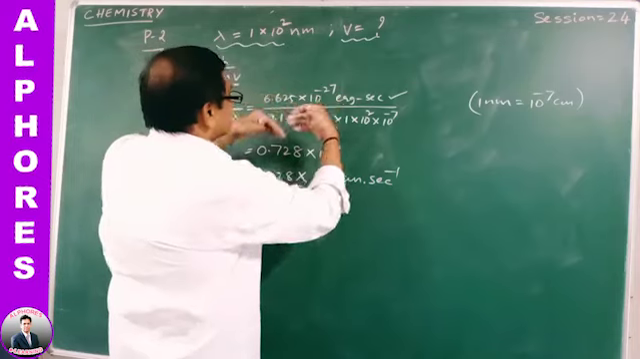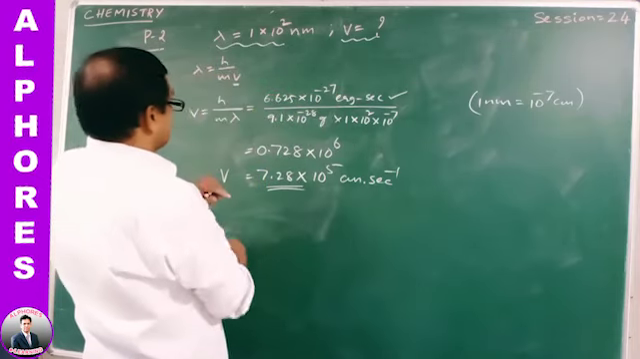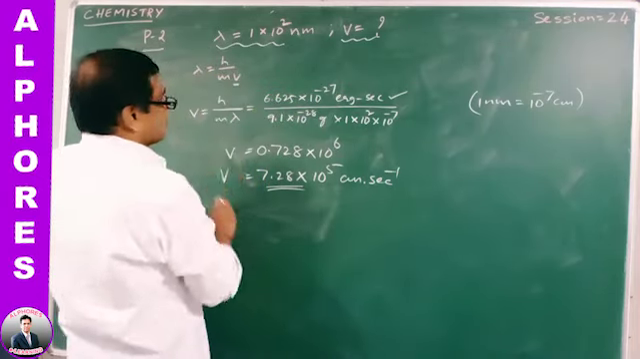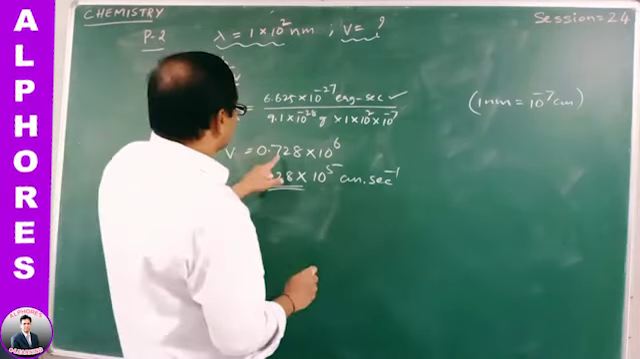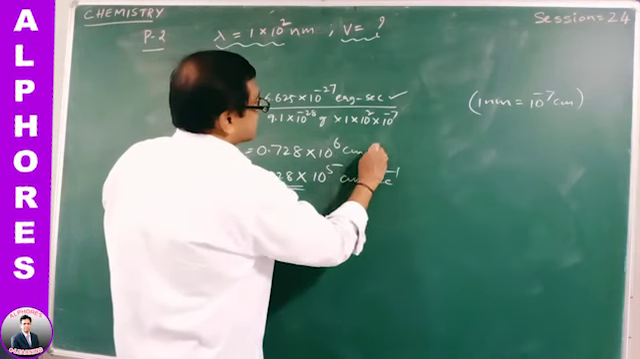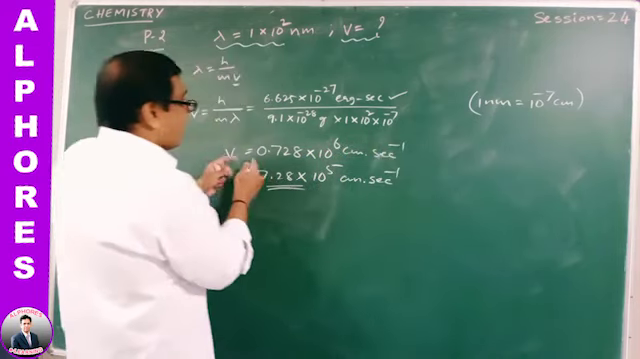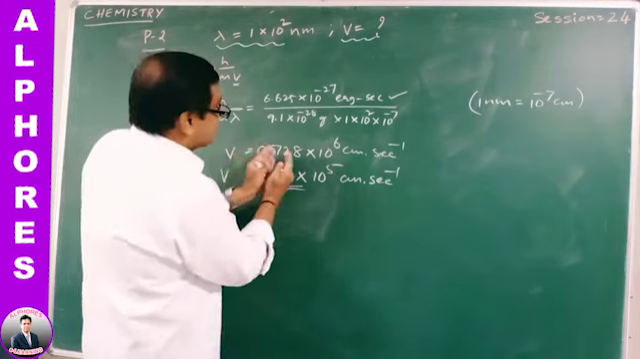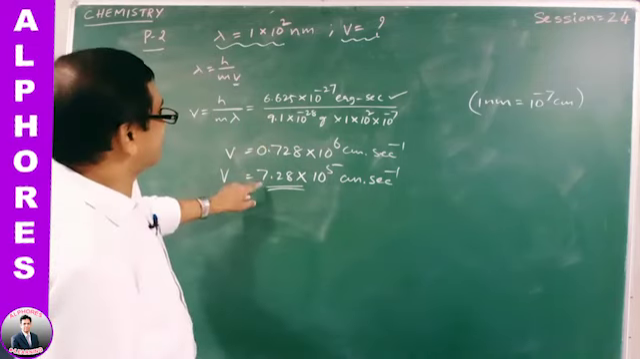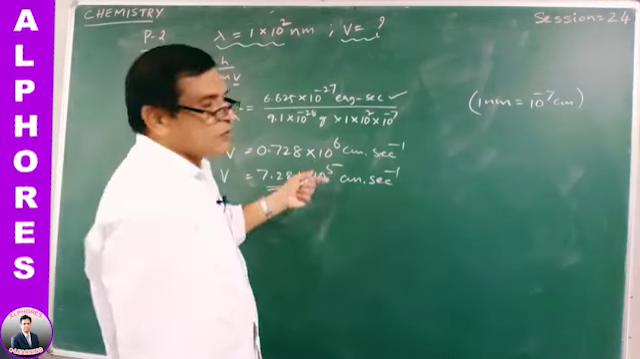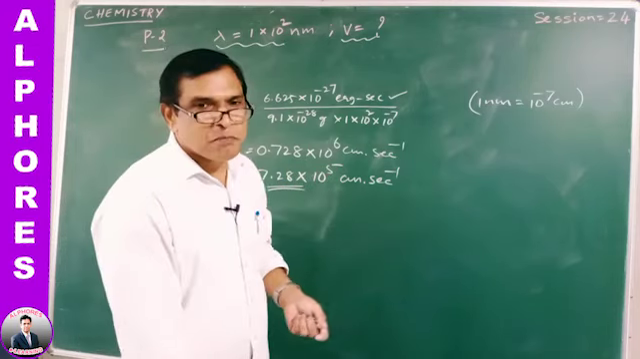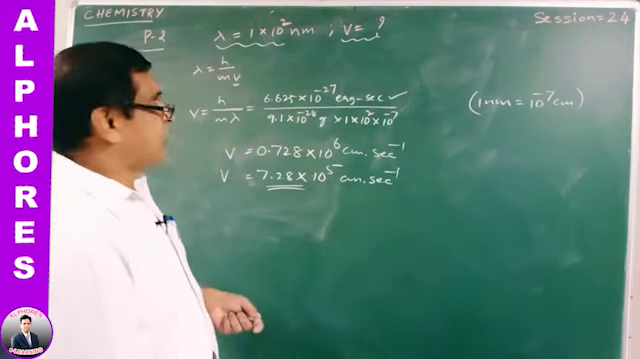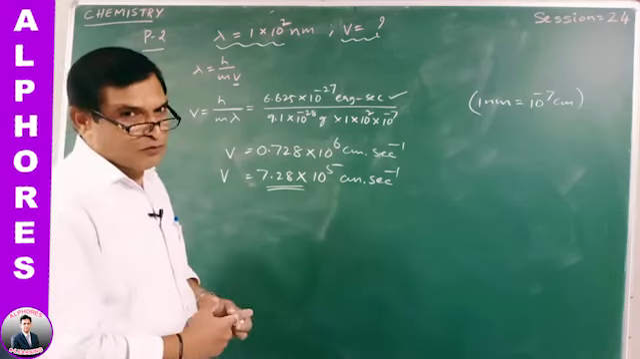Then on simplification, on solving this, velocity is equal to 0.728 into 10 to the power 6 by R, that is centimeters per second only. Next, when I take the decimal one digit more, that is 7.28 into 10 to the power 5 centimeters per second. I think the concept is clear to all of you.